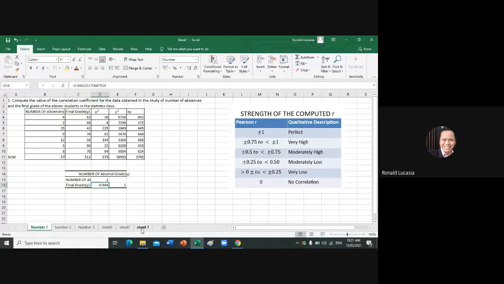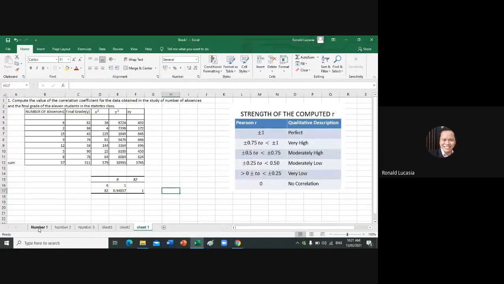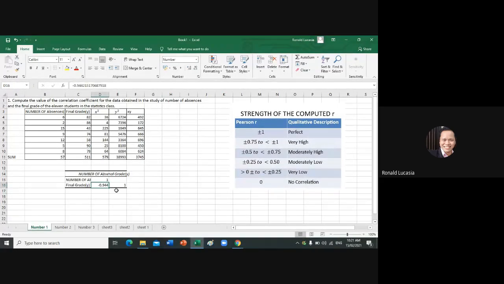It should be 94. 94, yeah, 944. Negative 944. So this is the Pearson R. So meaning to say that thus there is a very high, this is negative, huh? So negative 944, that's very high. Very high correlation between the number of absences and the final grade.